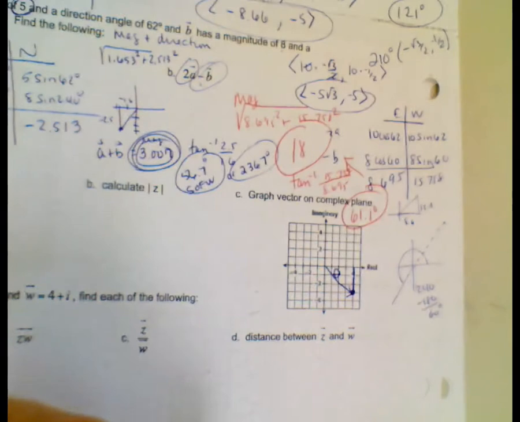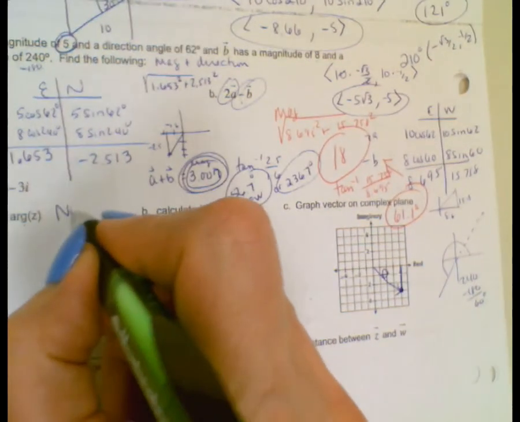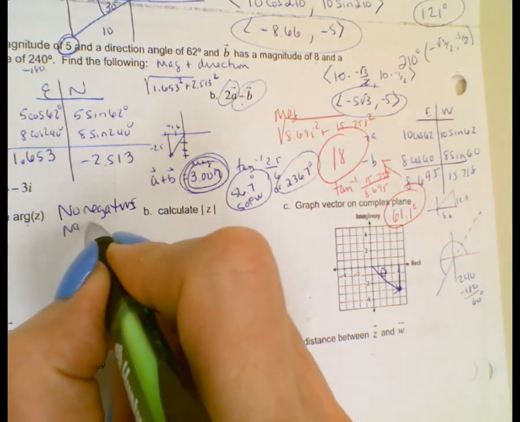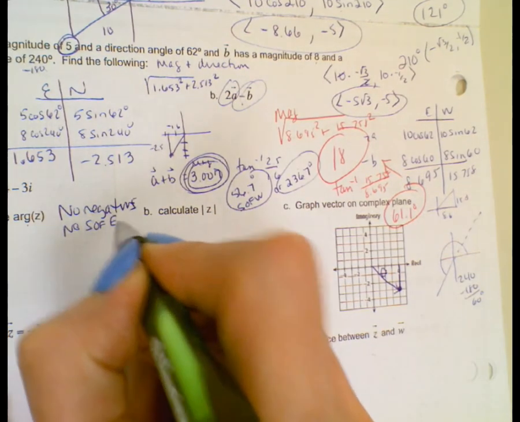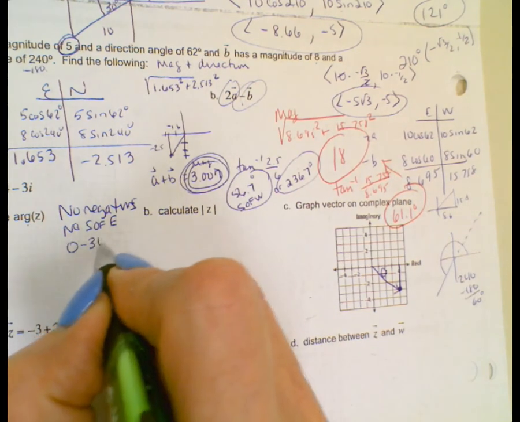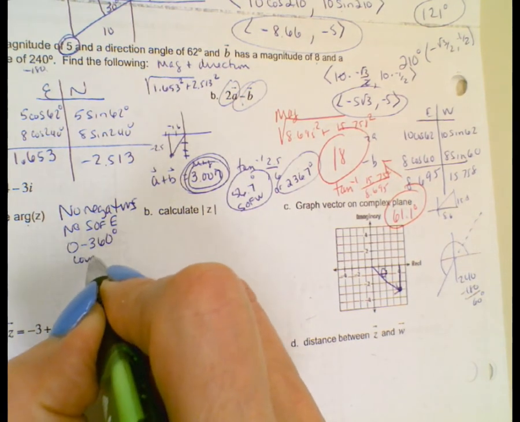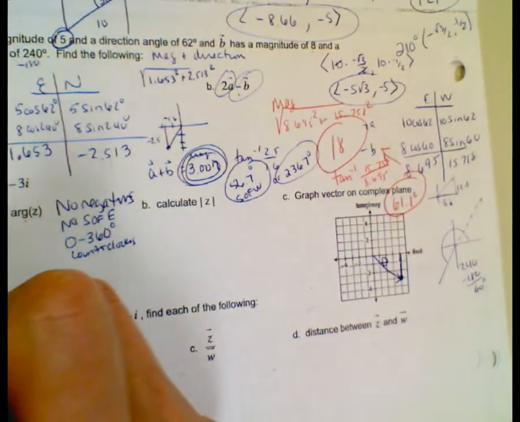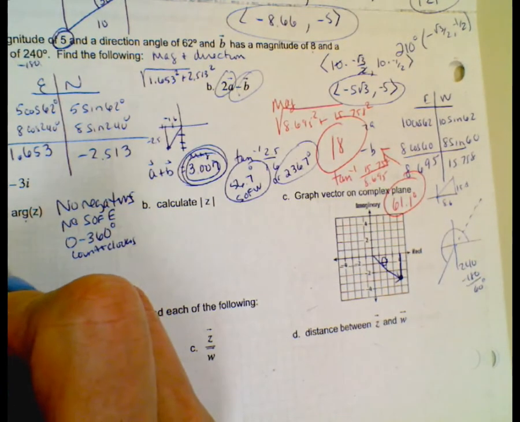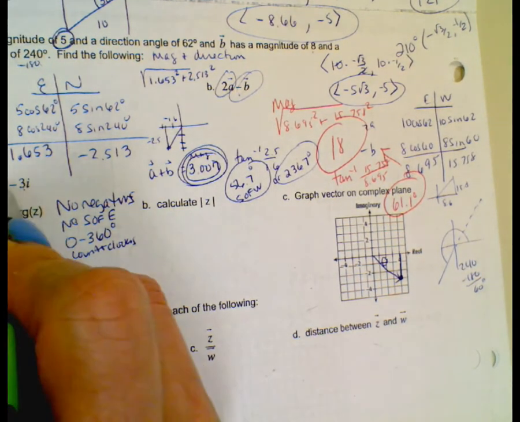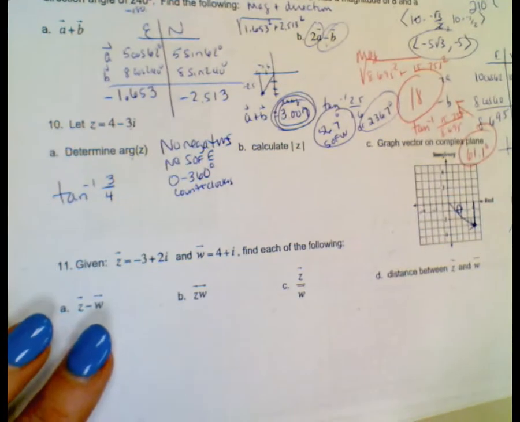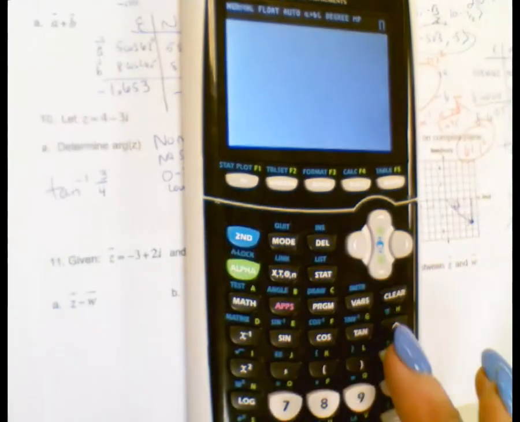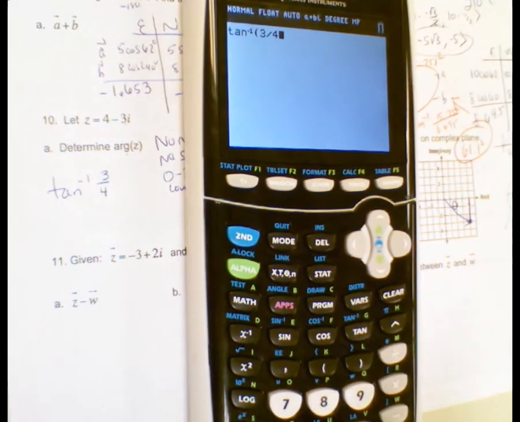Now with complex numbers, you cannot say no negatives, no south of east. You have to give me an answer between 0 and 360, and you want to go counterclockwise to get that. So the arg of z, you're going to go arctan of 3 over 4 because it's the vertical over the horizontal. Be nice if you could see what I'm doing, huh? So we're going to go arctan of 3/4.